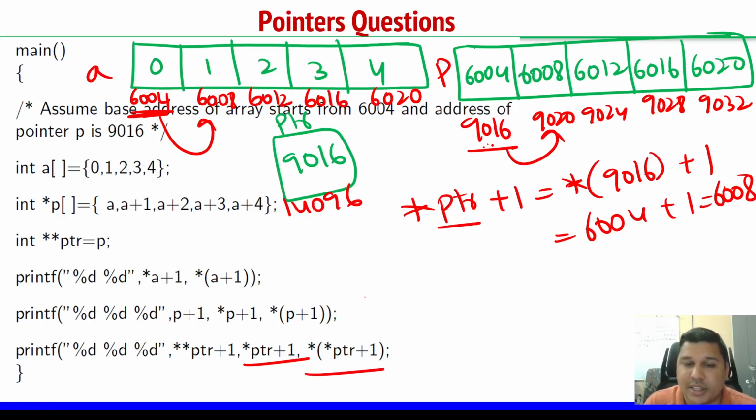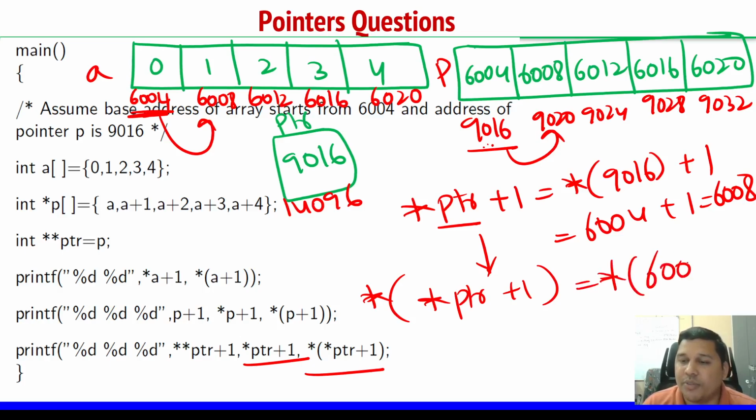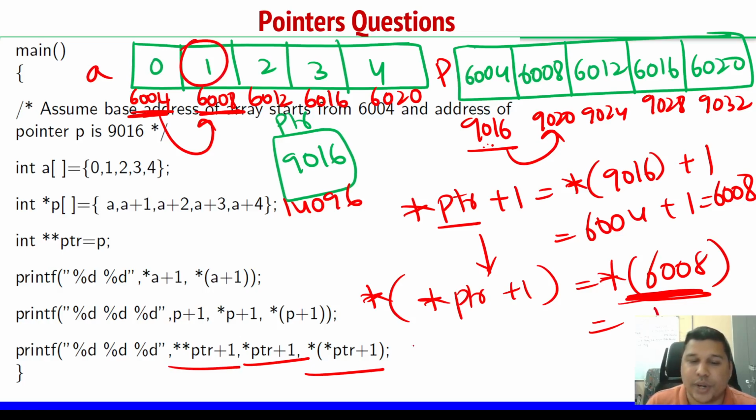Next one is star of star ptr plus 1. So this value only. So it means star of 6008. So what is star of 6008? Where is 6008? Here. What is the value inside it? 1.